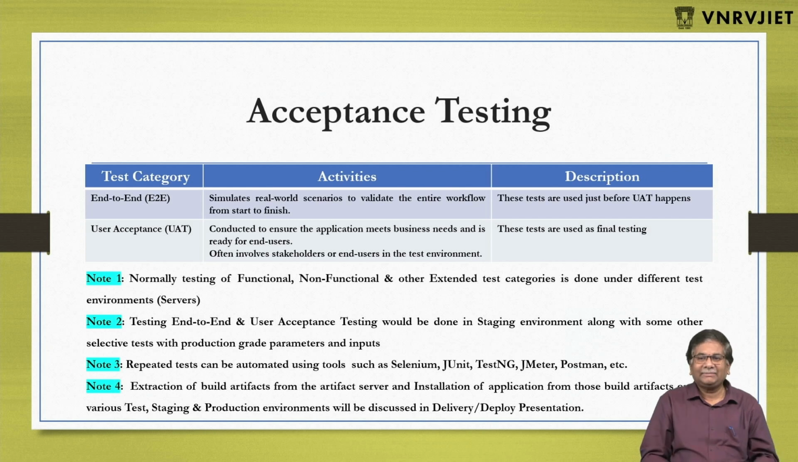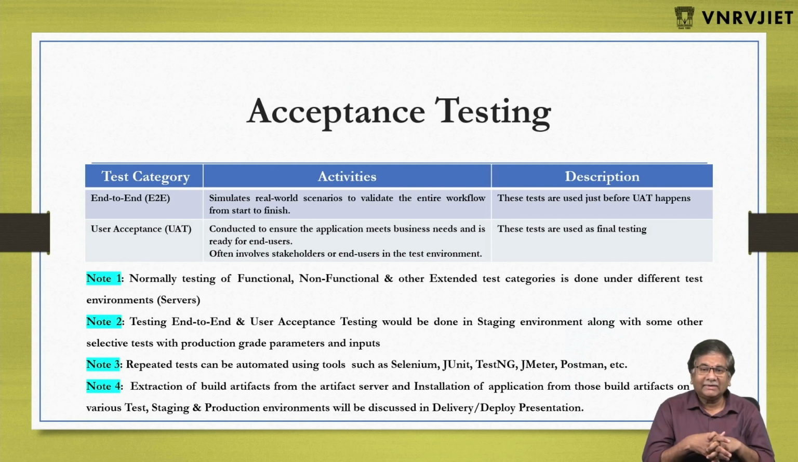Now the next test is acceptance testing. These actually will happen on the staging machine, which I will talk about later. Under acceptance testing, there are end-to-end tests and user acceptance tests. End-to-end tests are similar to system testing, using real-world scenarios to validate the entire workflow from start to finish. These tests are used just before UAT happens. So first end-to-end tests happen. End-to-end testing and user acceptance testing are done not by a QA, but by specialized users.